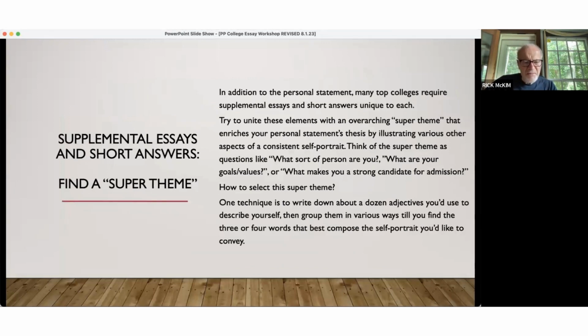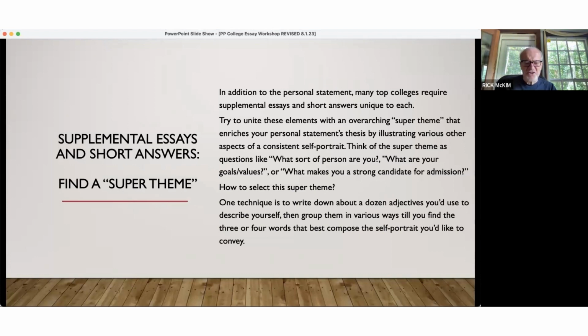Find a super theme. Supplemental essays and short answers. These are the kinds of things that you find on top colleges, so-called top colleges, Ivy Leagues, and so on, for which you want a super theme. What's a super theme? Well, you have a thesis in your personal essay. The super theme develops the thesis into a kind of overarching character portrait, self-portrait that you want to present to the college.